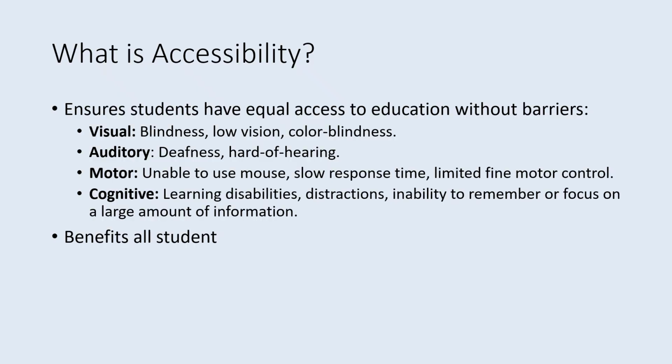Motor includes those who are unable to use a mouse, with slow response time and limited fine motor control. Cognitive includes those with learning disabilities, distractions, and an inability to remember or focus on a large amount of information. Ultimately, accessibility benefits all students, those with and without disabilities.